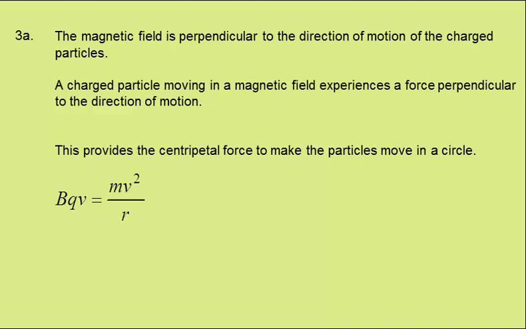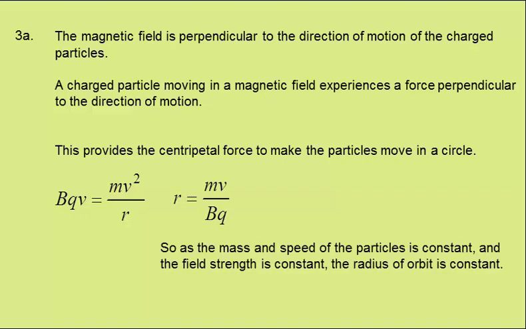From the magnetic force on a charged particle moving at speed v, Bqv, providing the centripetal force mv squared over r, we can rearrange for r. As the mass and the speed of the particles is constant, and the field strength is constant, the radius of the orbit will also be constant.